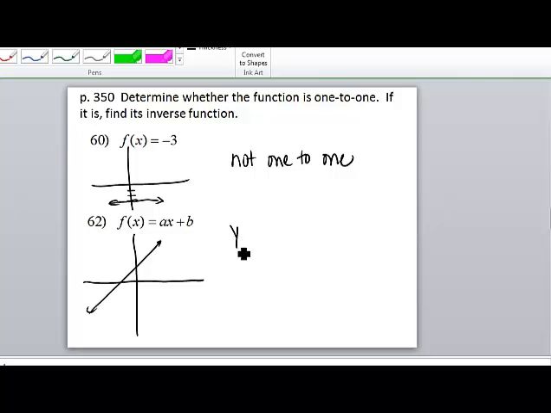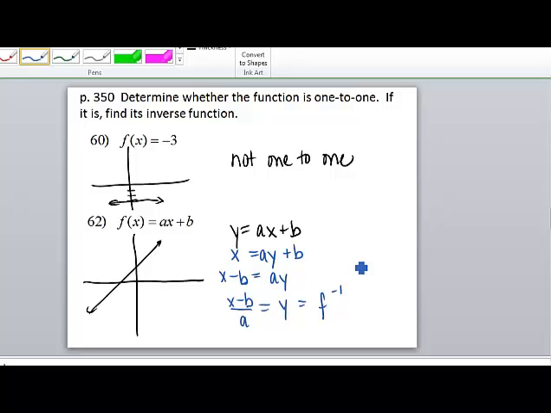Its inverse could be found by flip-flopping the x and the y and then solving for the y. So I'm going to do that, flip-flop the x and the y, and then I will solve for y by subtracting b off both sides and then dividing by a. So the inverse of this function is x minus b all over a.